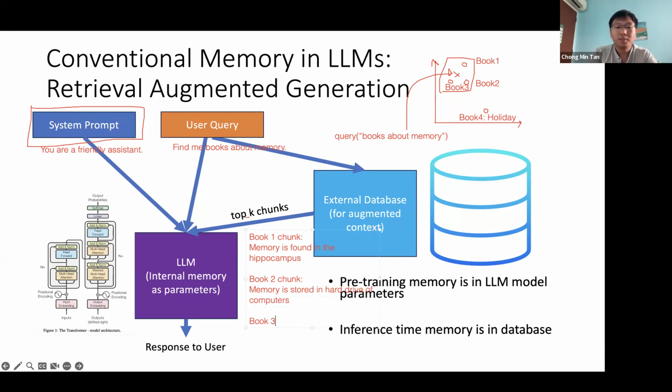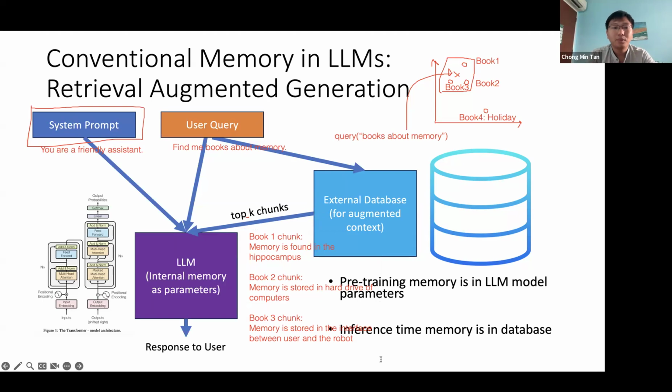And then your book 3 chunk might be, memory is stored in the interface between the user and the robot, or something like that. That is, different kinds of memory definitions. There's so many things about memory out there.